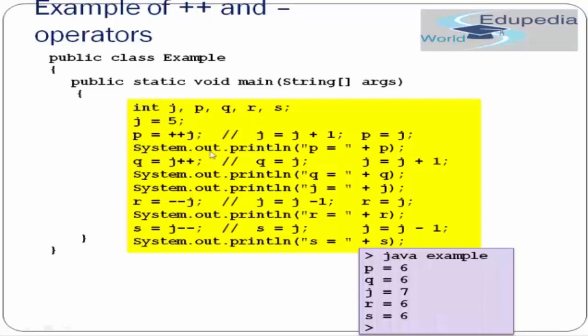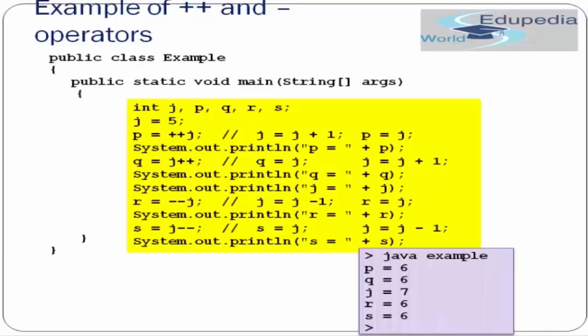Okay, now let's move to the fifth line, which is Q equals J plus plus. In this line, what's happening is Q equals J. So firstly, the assignment is happening. Firstly, J is assigned to Q and then J is incremented by 1. So over here, it's a post-increment. So the increment is happening after the assignment has happened. Firstly, the assignment happens where J is assigned to Q.